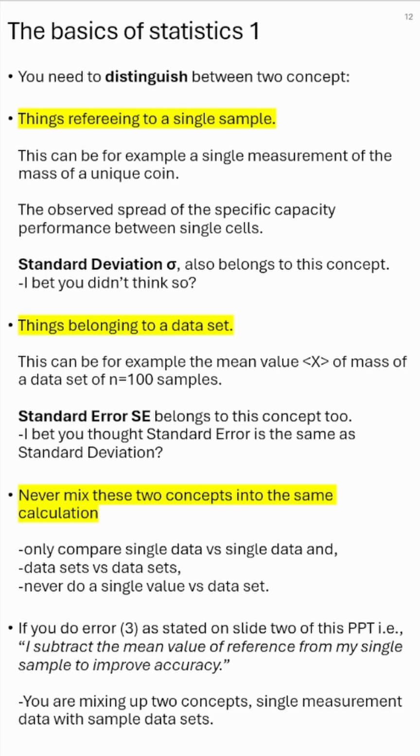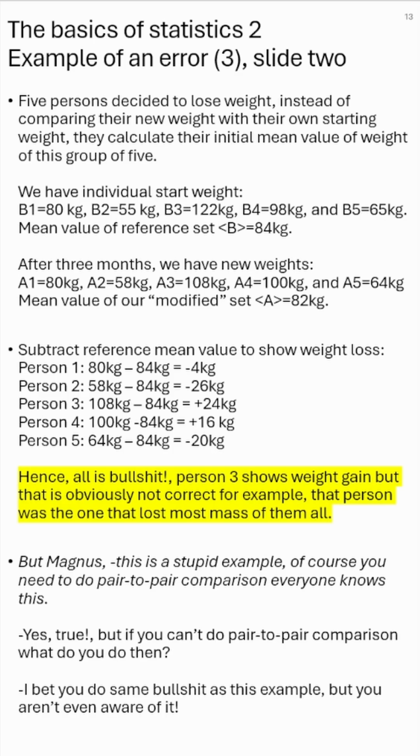That is just wrong. So this is the deadly error 3 that we had initially, that I subtract the mean value of reference from my single sample to improve accuracy. That is a crossover mixture of these two concepts, and that is bad. You should not do that. The basics of statistics 2. So here's an example of that deadly error 3.